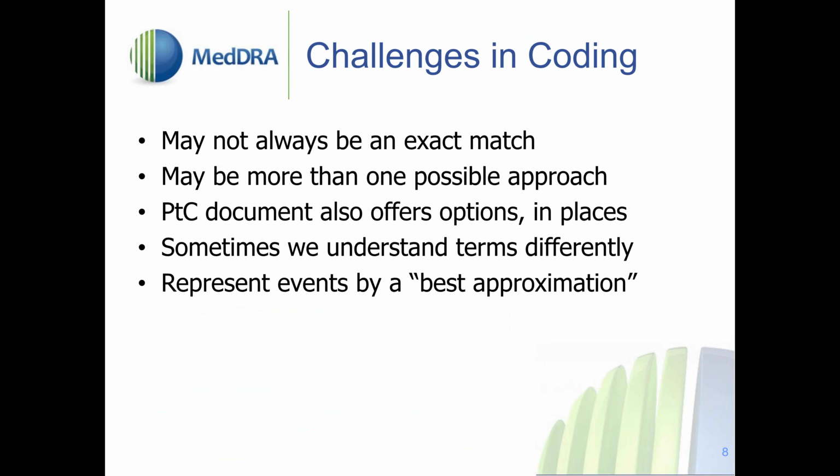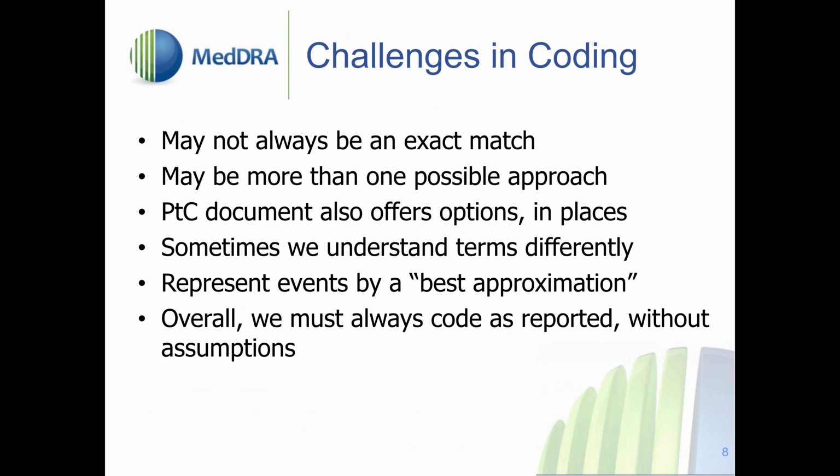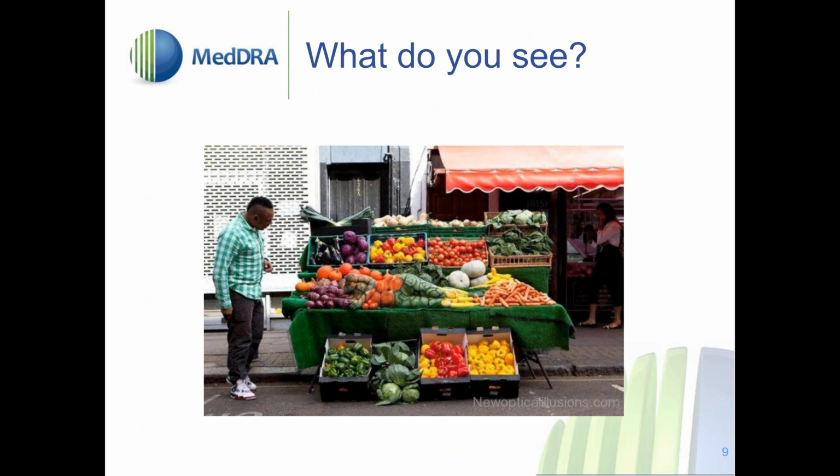And so what we do whenever we code, the way we would describe it is we're looking for the closest LLT match or to find a best approximation. Overall, we always code as reported with no assumptions. And this is what it sometimes feels like. In all our sessions, we have a picture like this. And the point we're trying to make is, who's to say who's wrong?